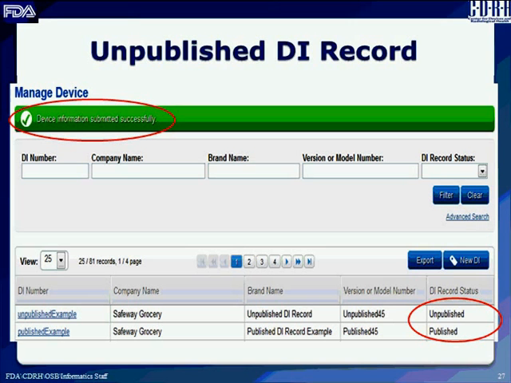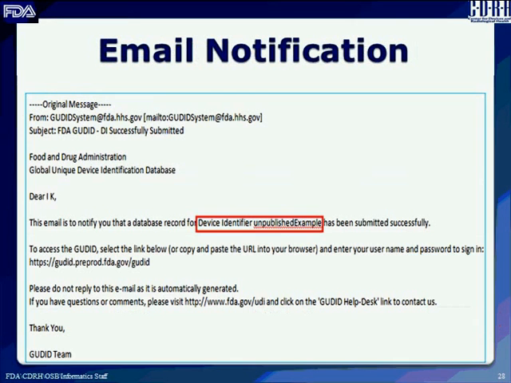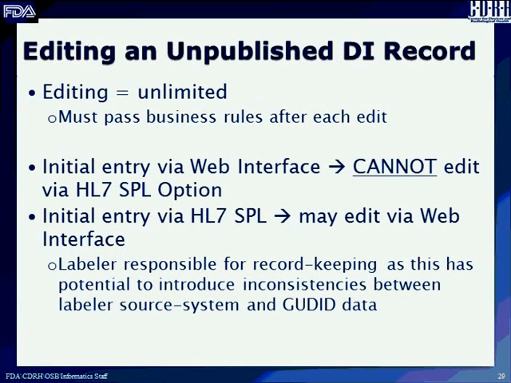And the unpublished DI record, once it's submitted, the system will send you a notification and it will tell you that the database record has been submitted successfully, and it will provide you the device identifier number. So let's talk about editing an unpublished DI record. Again, editing is unlimited here. It must pass business rules, however, after each edit. So if you made a change and that changed the attribute, we still want to run business rules on that to make sure that you can still pass the business rules we have in place. So you have to hit review to make sure it passes review.